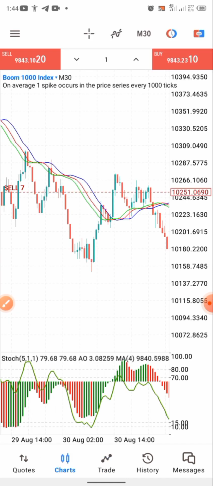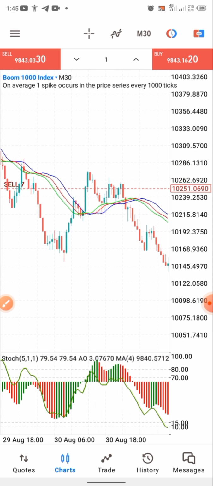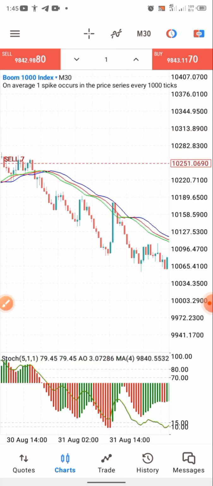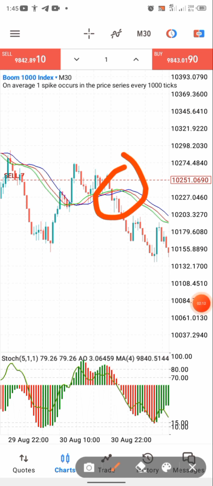So you can see right here, this is Boom 1000. I've been holding this trade since the 30th of August, and you can see that I've already run into a massive profit with this Boom and Crash strategy. Before I take any trade, I need to see all these criteria met, which you can see right here and right here as well. This gives me a clear confirmation, and I also implement price action. So this gives me a clear entry, confirming that this market is going for a downtrend.